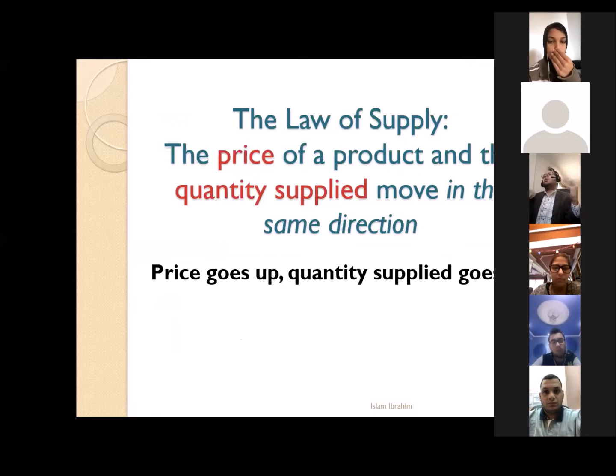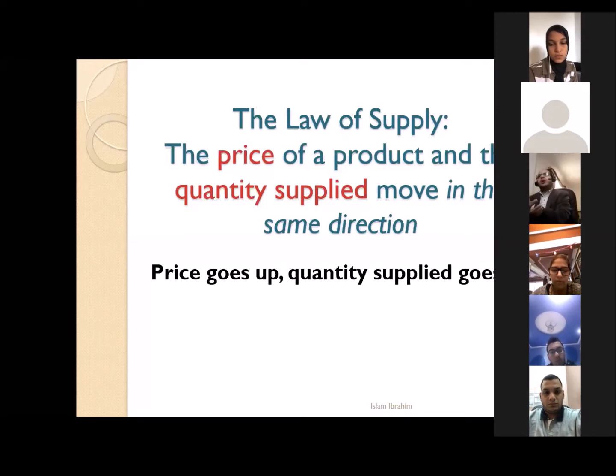So again, the main equation here is profit. The profit for a seller or producer equals total revenue minus total cost. Anything that increases revenue, I will sell more. Okay.